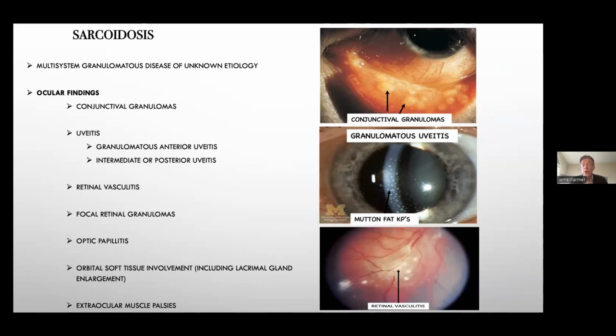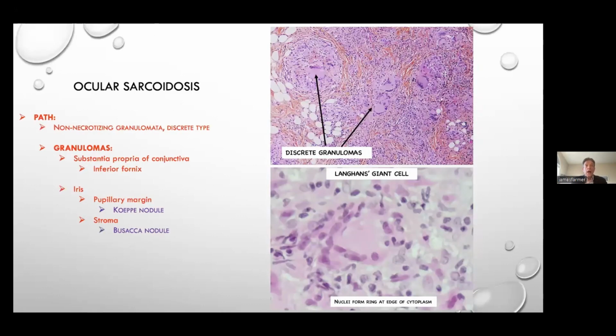And then it's well known to involve the lacrimal glands, with unilateral or bilateral lacrimal gland involvement, and it can cause double vision when it affects the extraocular muscles and patients can't move their eyes in certain directions. So again, sarcoidosis affects many different parts of the eye. I'm sure all the pathology residents here are very familiar with what sarcoidal granulomas are like. They're non-necrotizing, discrete. You'll see them in the substantia propria of the conjunctiva.